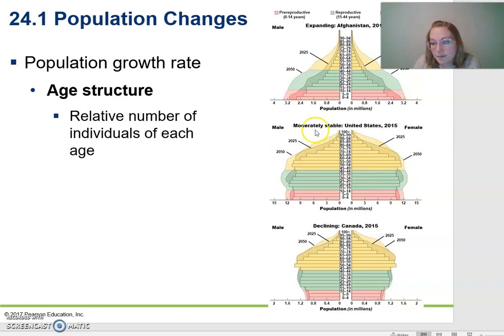In this next example, we've got moderately stable, pretty much flat here. And then Canada, population is declining. They have more people outside of that reproductive range than any of the other ages. So they're not going to really be having any more offspring, so when they go, they won't contribute to any more births.